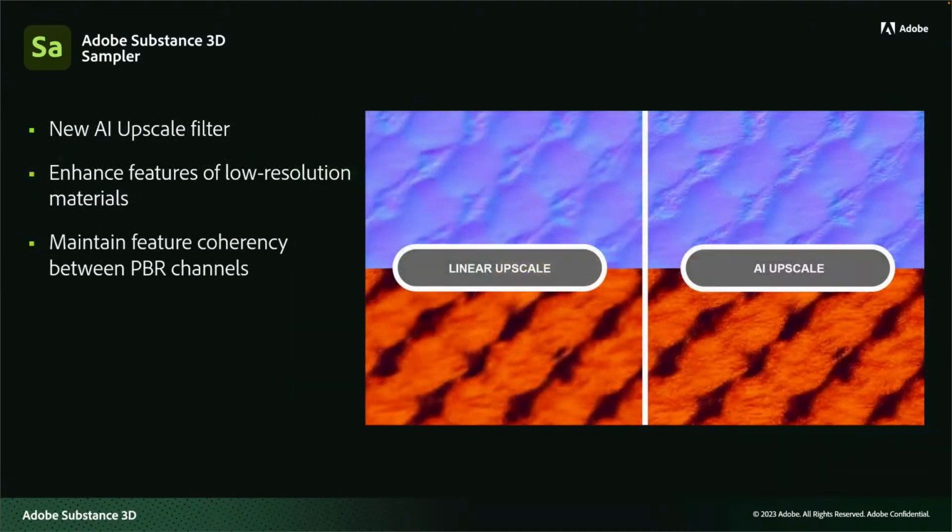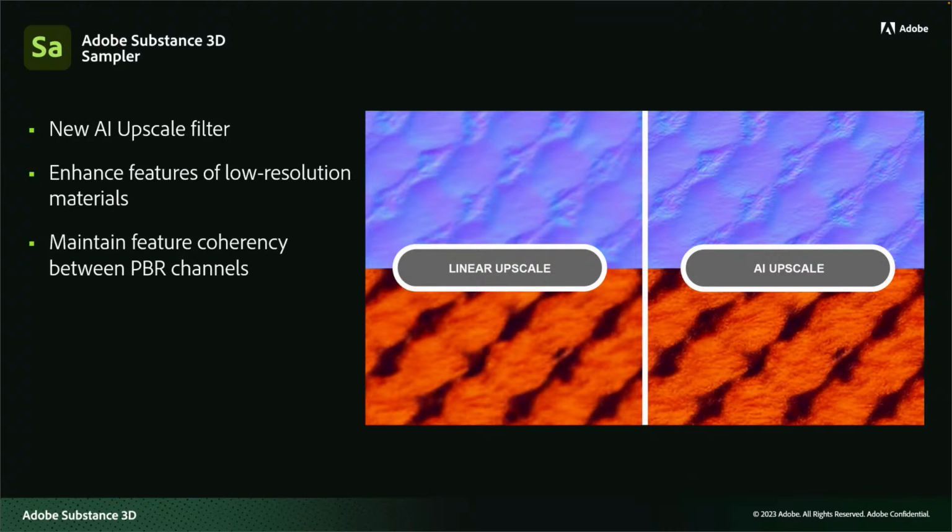Next up, I'll also highlight the AI upscale. It's just a filter in your stack that you'll be able to apply at any point in your project. That will allow you to up-res your texture up to 2K or 4K, and maintain coherency between all the PBR channels. It means it will accurately upscale your base color, but also your normal, your height, and all the other channels in a consistent way.